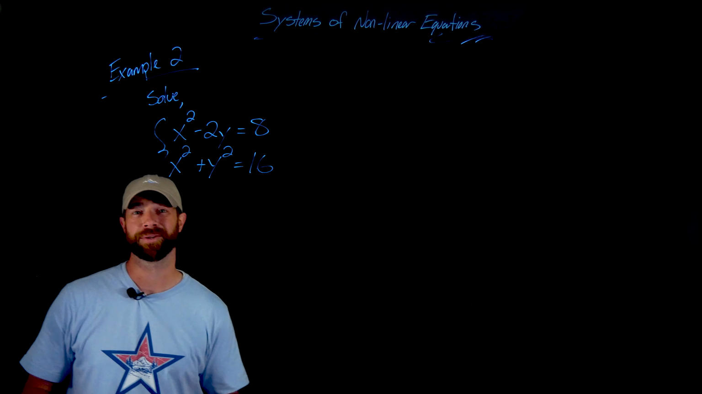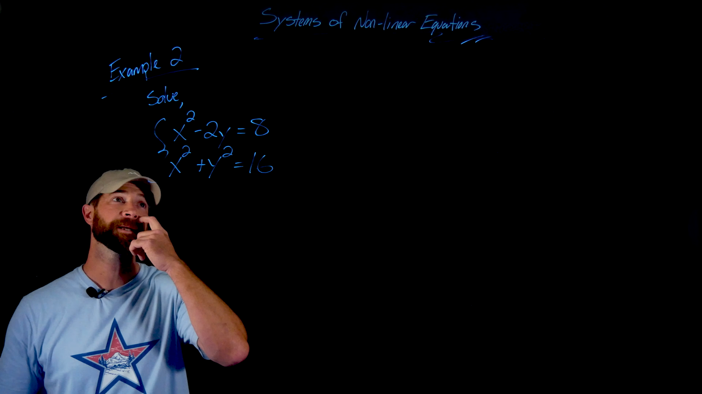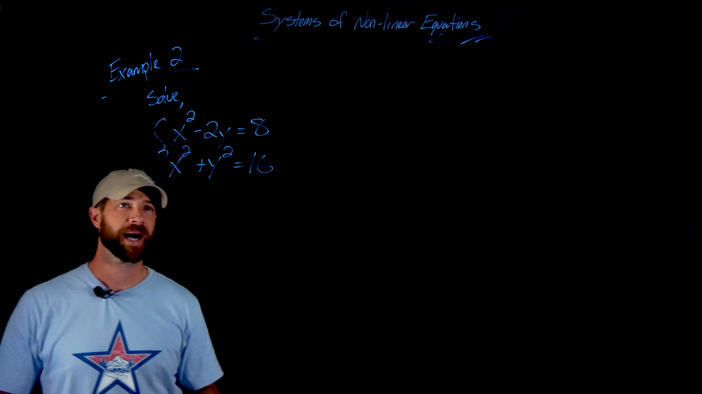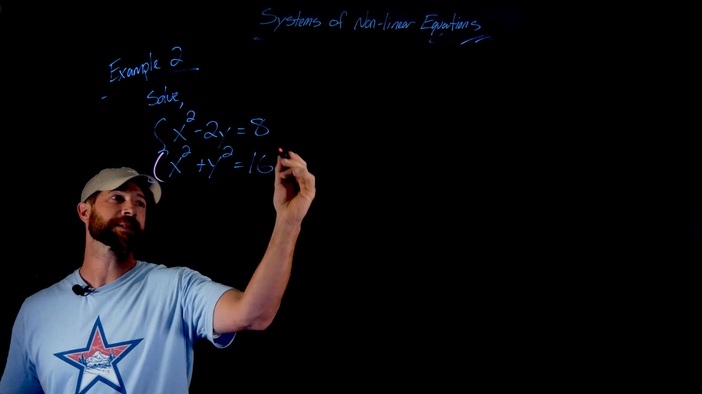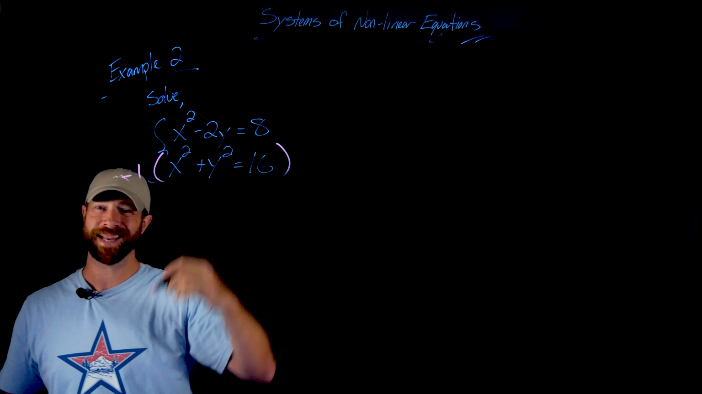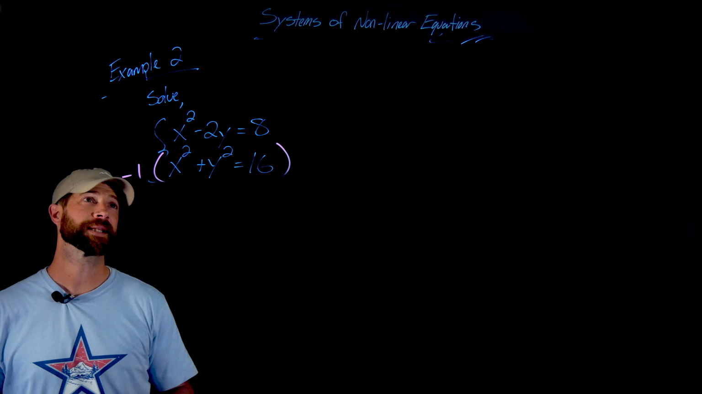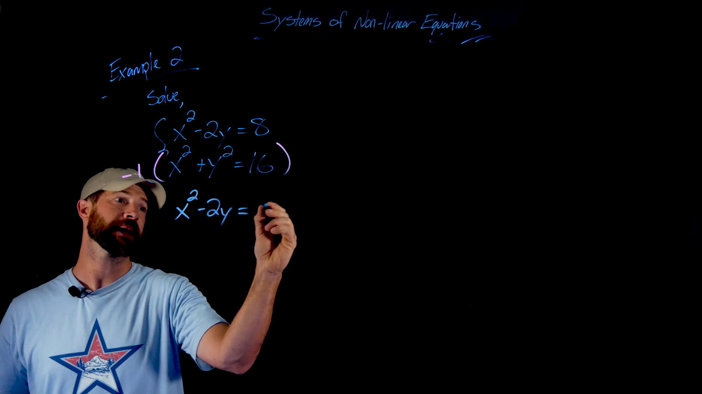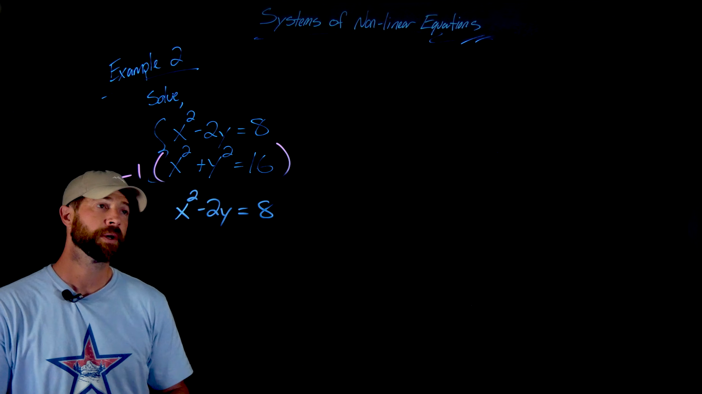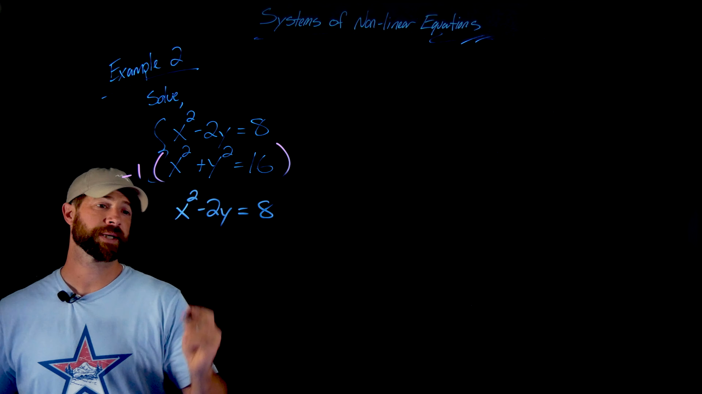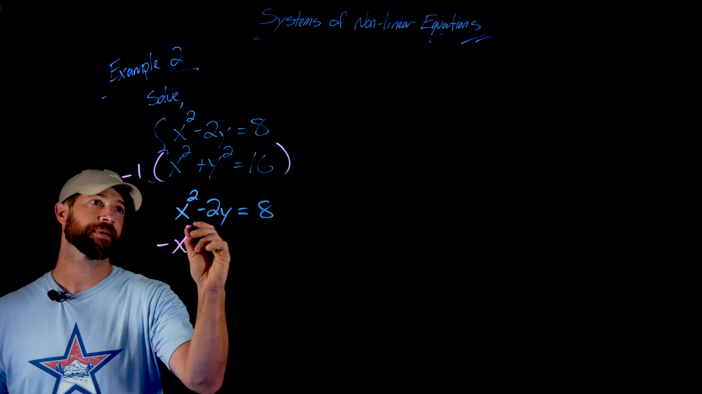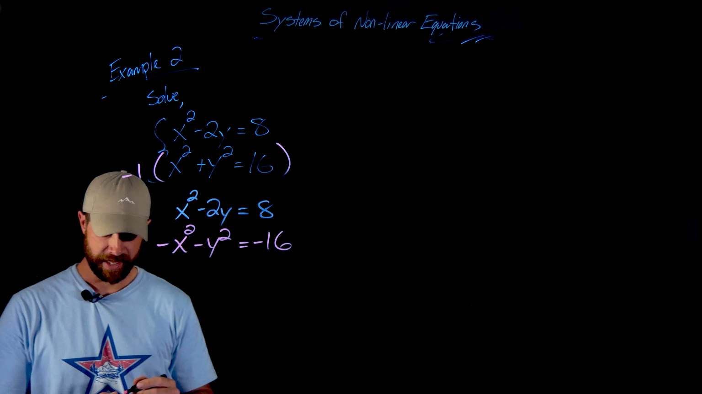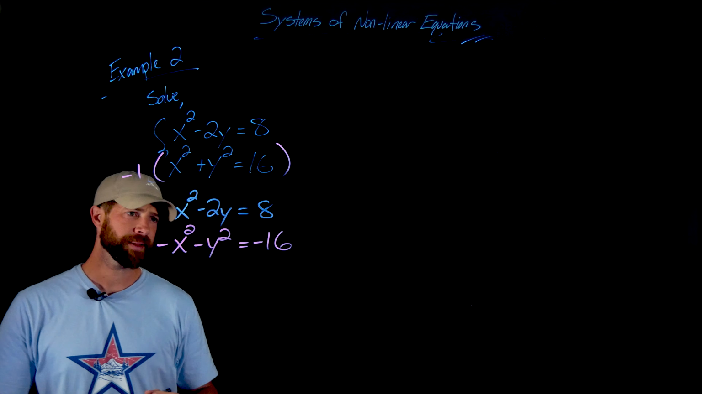What I'm instead going to do is use the addition and elimination technique. And actually, I'm going to subtract these from each other. Or more importantly, how I like to think about it is I'm going to multiply this second equation by -1 and add them together. So I'll write this all out. What I get is x squared minus 2y equals 8. I've left that equation unchanged. When I multiply this second equation by -1, I get -x squared minus y squared equals -16. And then I'm going to add these together.